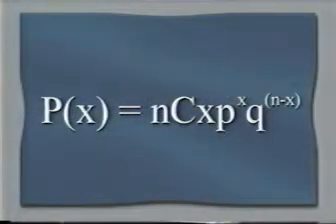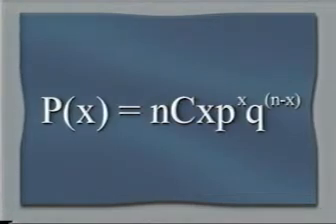Based on our problem, the binomial probability formula is shown as P of X equals nCx, that is the number of ways to get a particular outcome, times p to the x, which is the probability of success raised to the x power, x being the number of successes, times q to the n minus x power. And again, q is the probability of failure, and n minus x is the number of failures if you have x successes in n events.